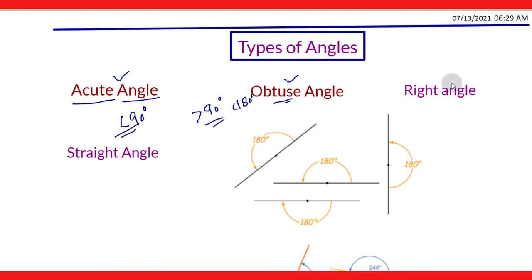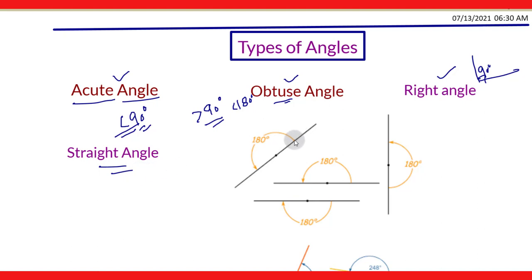And the next we have studied is a right angle. What is a right angle? An angle whose measure is 90 degrees is called a right angle. So if the measure of the angle is 90 degrees, we call it a right angle. If the measure is greater than 90 degrees and less than 180 degrees, we call it an obtuse angle. And the angle whose measure is less than 90 degrees but greater than 0 degrees is called an acute angle.